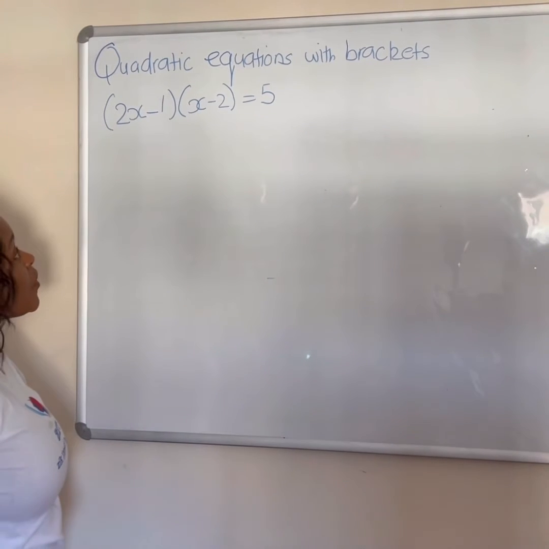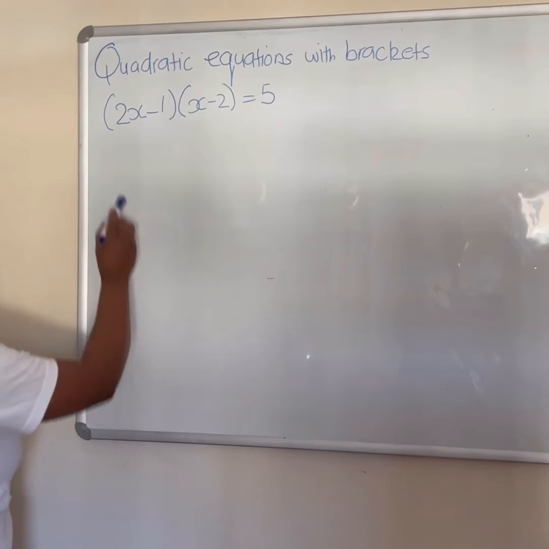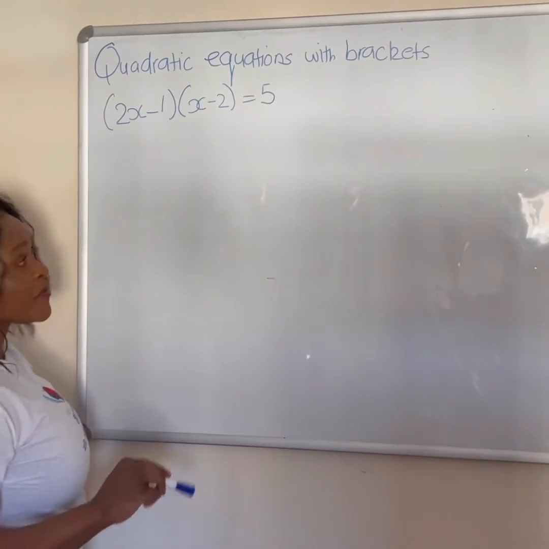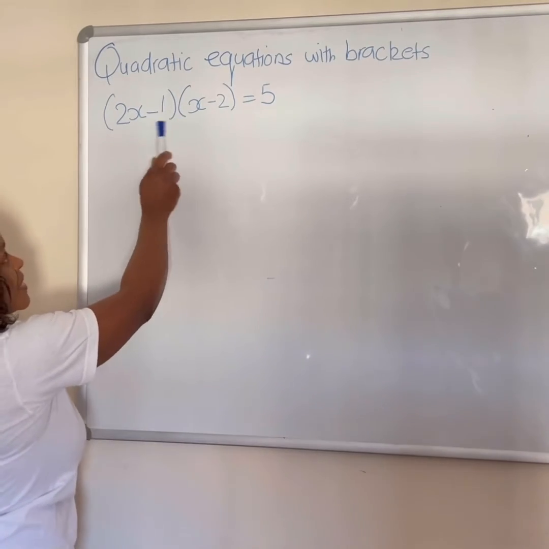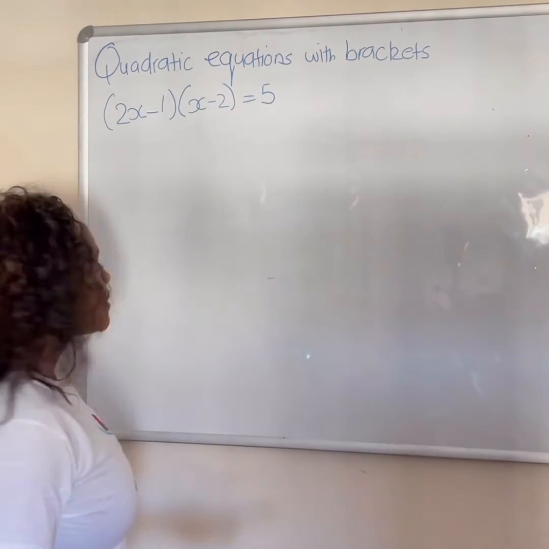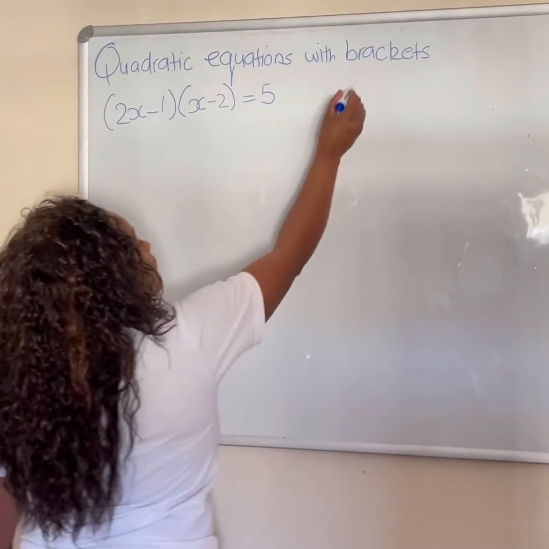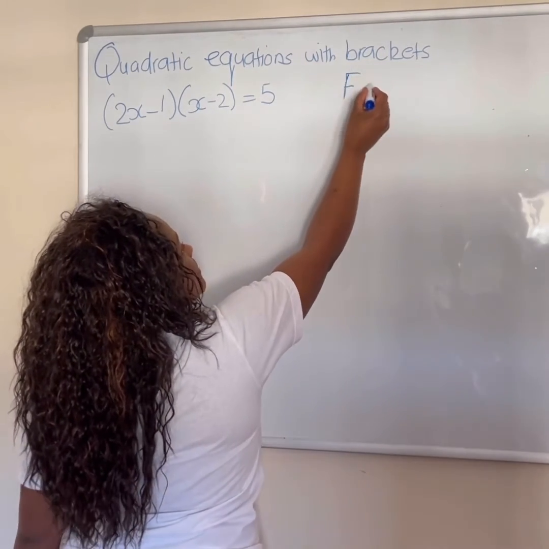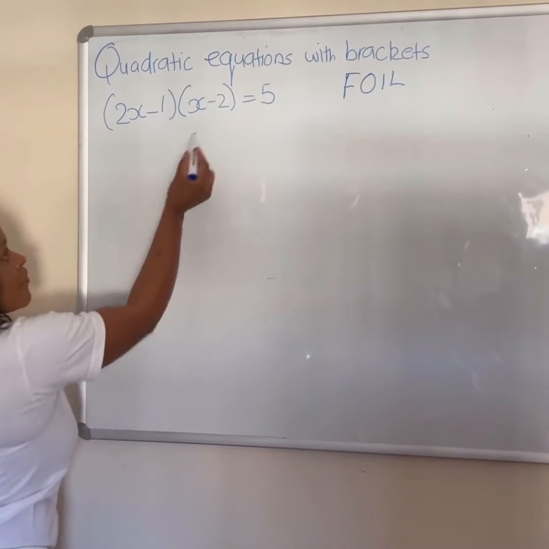Today's video is on quadratic equations with brackets. Okay, so I have got my double brackets, and remember from the previous videos which we did, when you have double brackets, if you want to expand them, we use the FOIL. The FOIL stands for first, outer, inner, and last. So I'll use the FOIL on here.